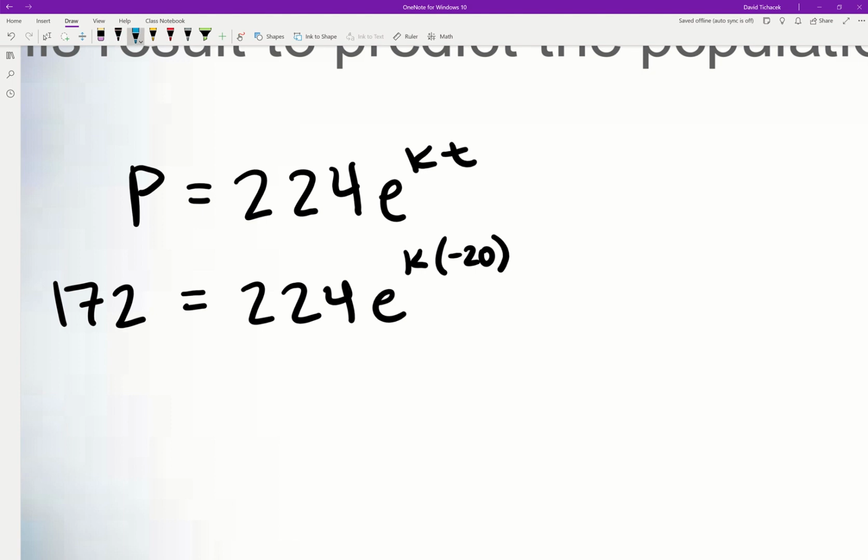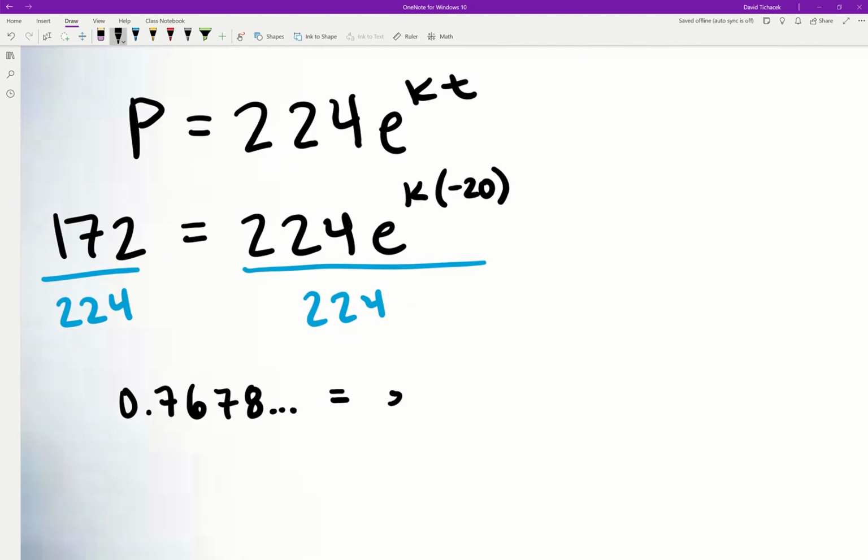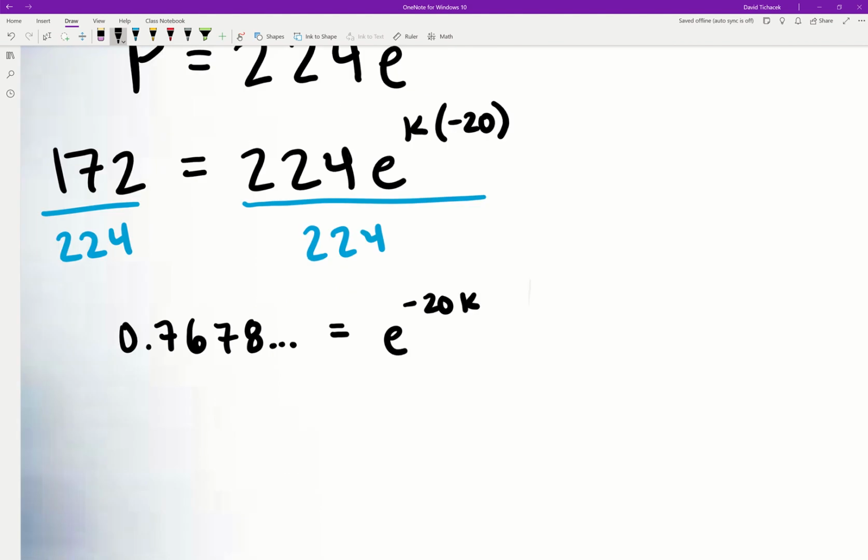Okay, so again, this is just like solving an exponential equation, because that's what it is. We're just going to divide both sides by 224 first. That's going to give you about 0.7678 and some change, which is a value that you can keep in your calculator. I'm going to simplify that exponent to just negative 20k, just to make this simple a little bit later on.